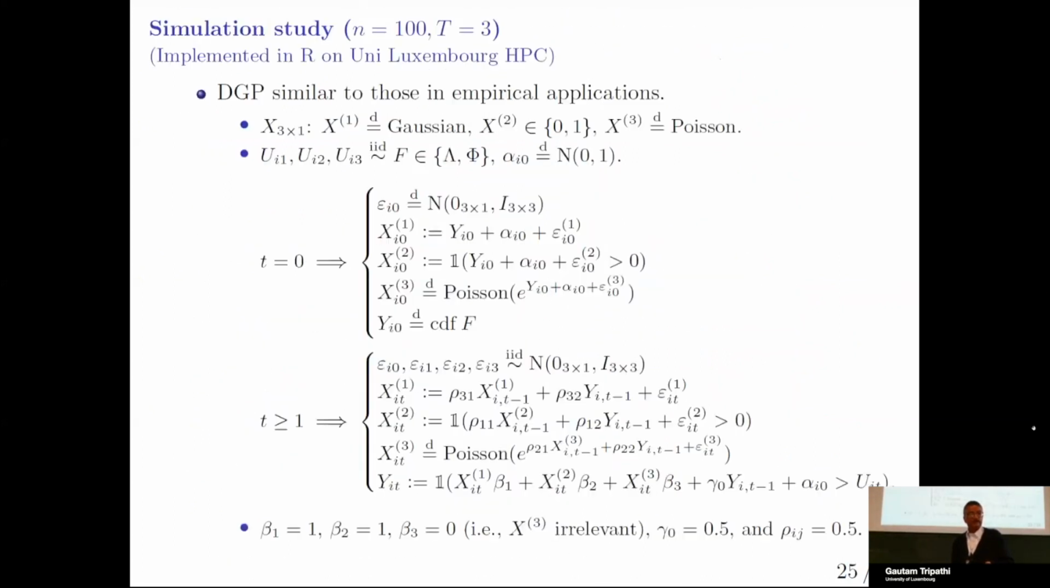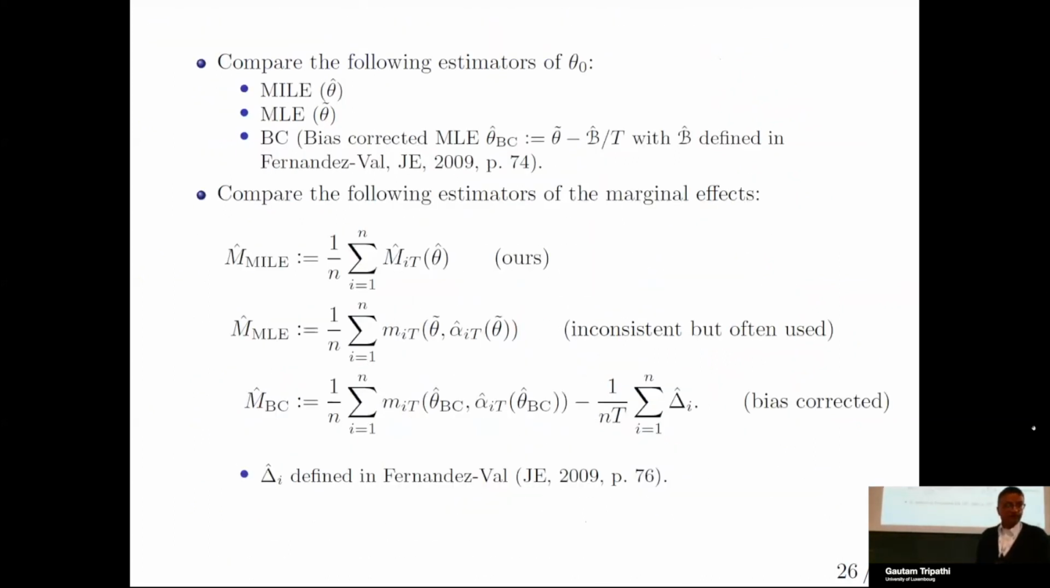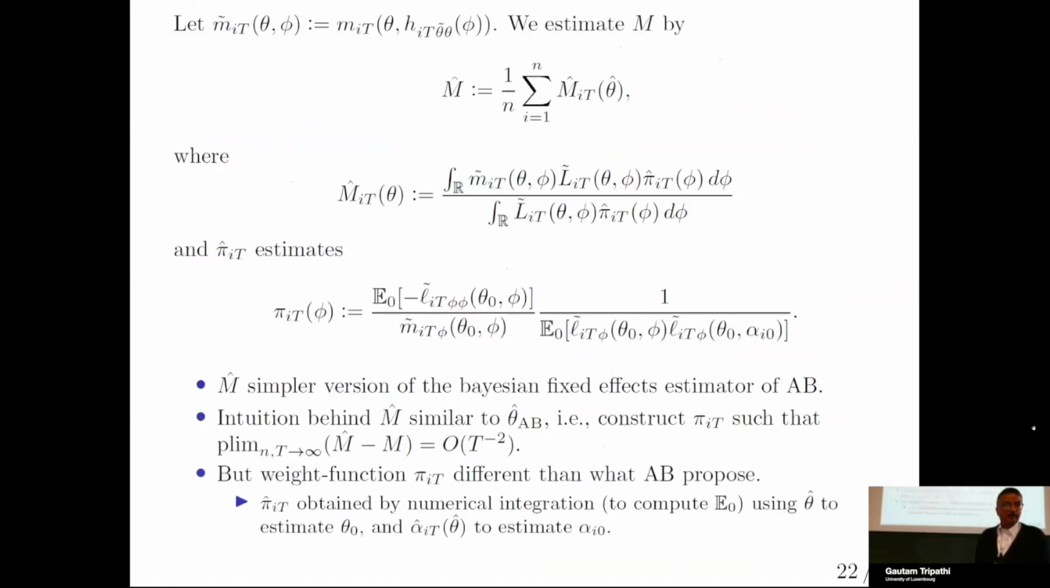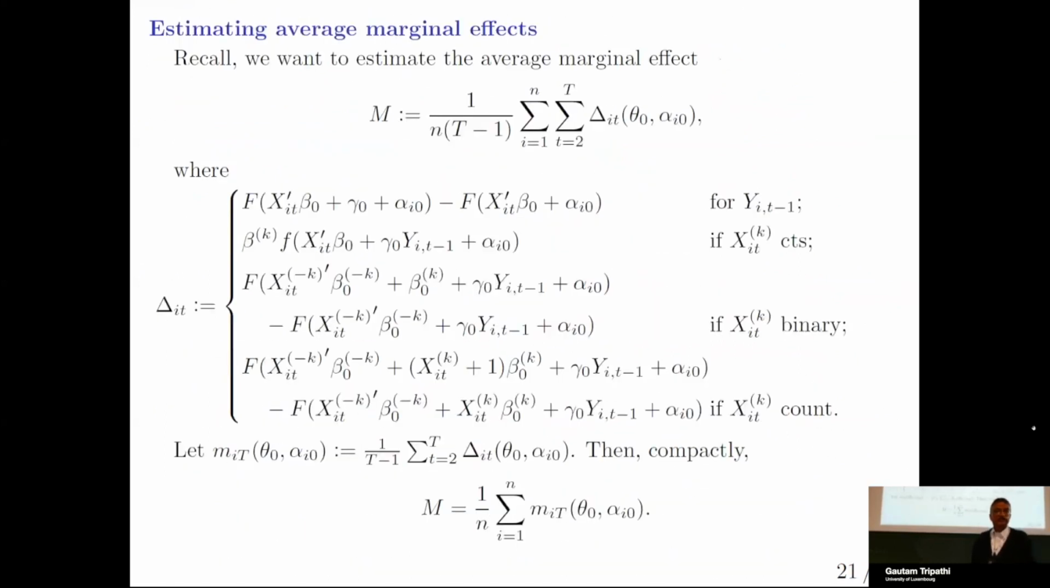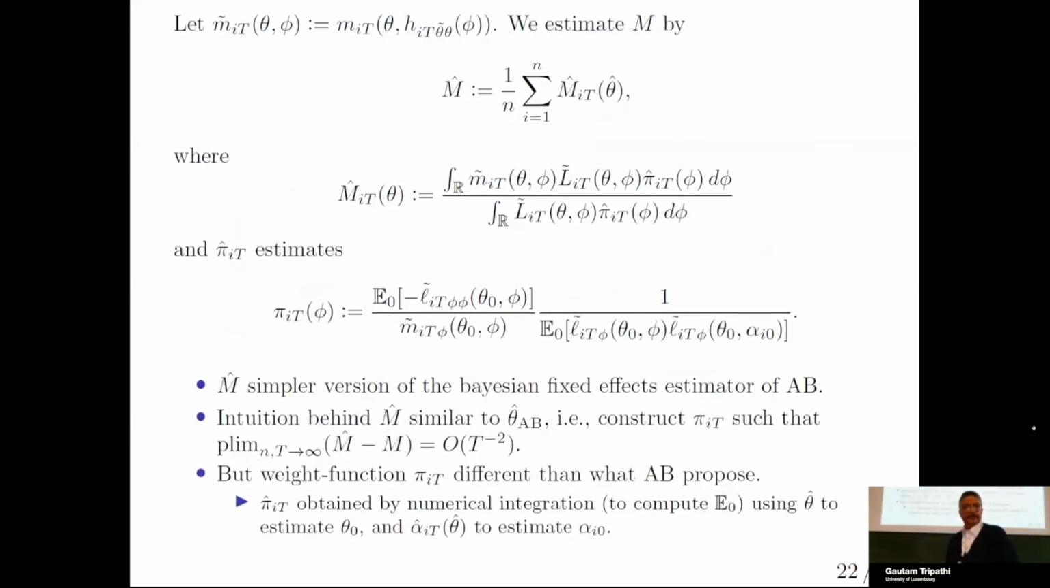So here are the marginal effects. How do you estimate the marginal effects? This is the marginal effect that we want to estimate. You write it in compact notation as a sample average. You can estimate the marginal effect by this object, where the pi's are weights that have to be constructed carefully so that the bias gets removed.